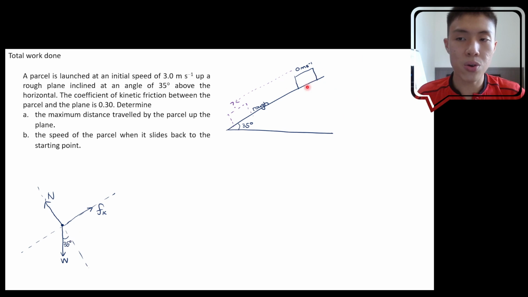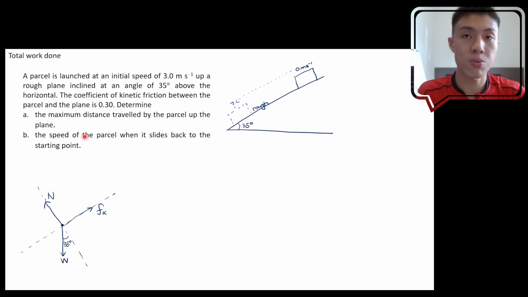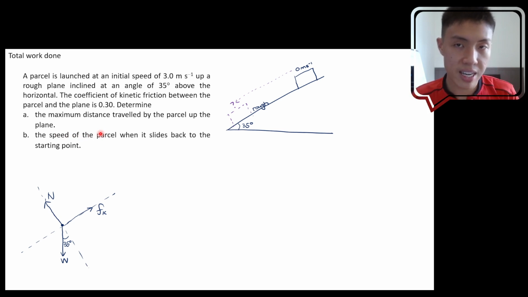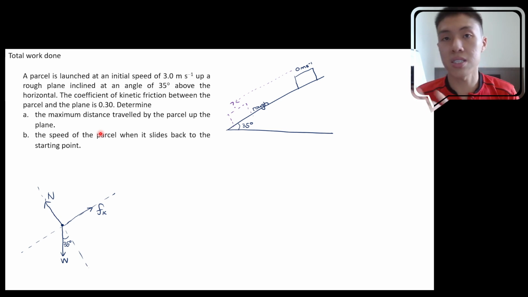Right now, we are going to solve the problem, and because it's related to speed, we are going to use back the same idea. We are going to find the total work done, then from the total work done, we find the final speed. Because we know that speed is related to kinetic energy, and kinetic energy can be related to work done through the work-energy theorem, in which total work done is equal to the change in kinetic energy. So we're going to follow through the same sequence as question A.